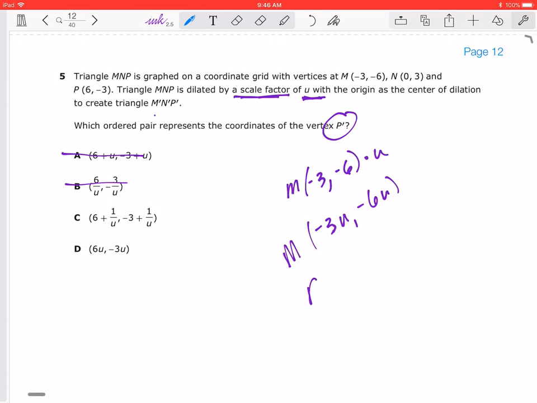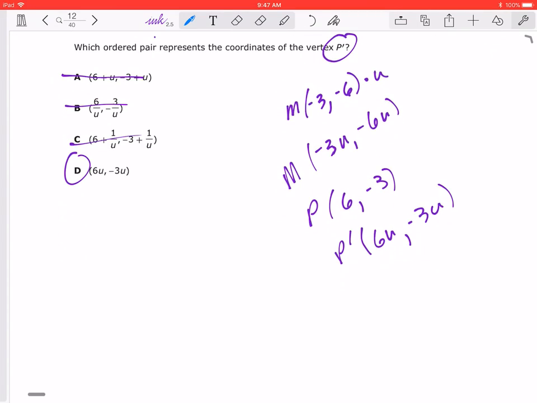So let me look at P. Our original P is 6, -3. So P prime is going to be 6u, comma, -3u. Again, that's going to discount D or C. The only possible choice is D. Really simple and straightforward, not too difficult.